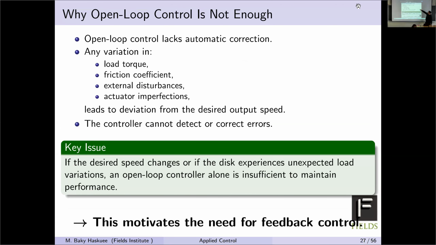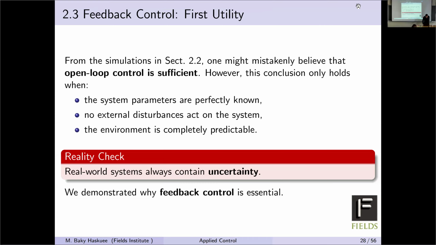This is the conclusion. We have some variation in these factors: the load torque, friction, external disturbance, actuator imperfections. And then the key issue is that if the desired state changes or if the disk experiences unexpected load variation, an open loop control alone is insufficient. So we should have a closed loop. So let's go to the closed loop and find the feedback control.